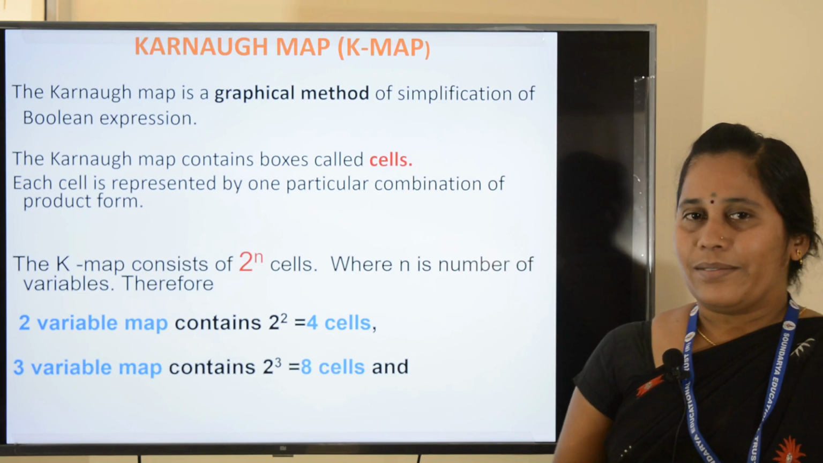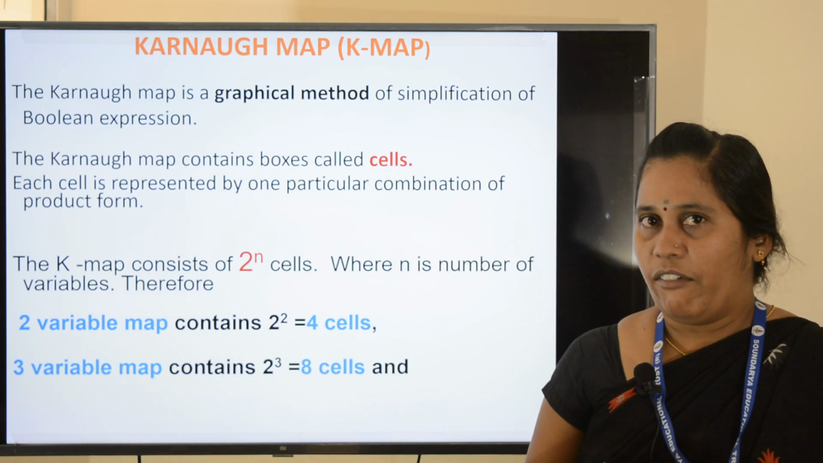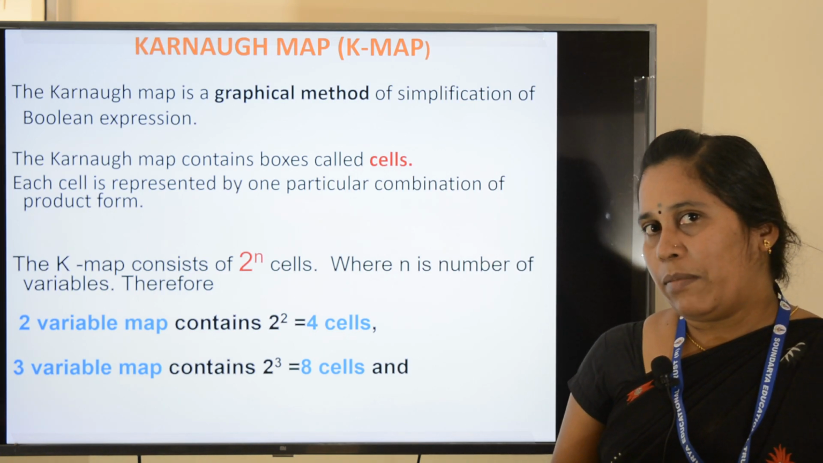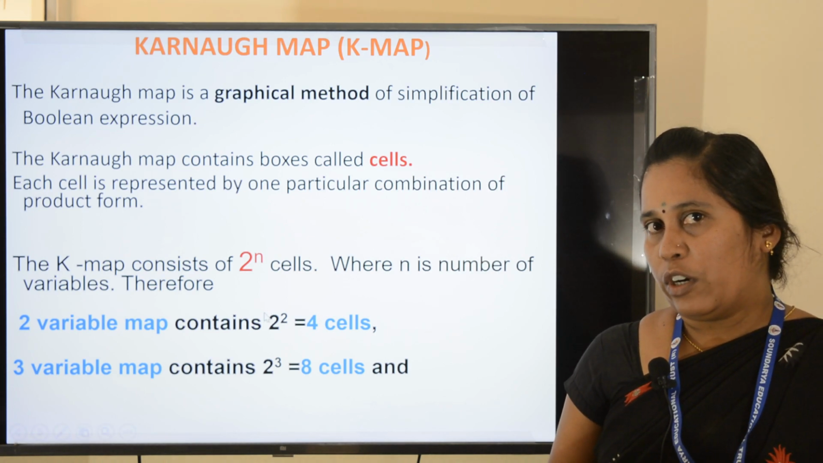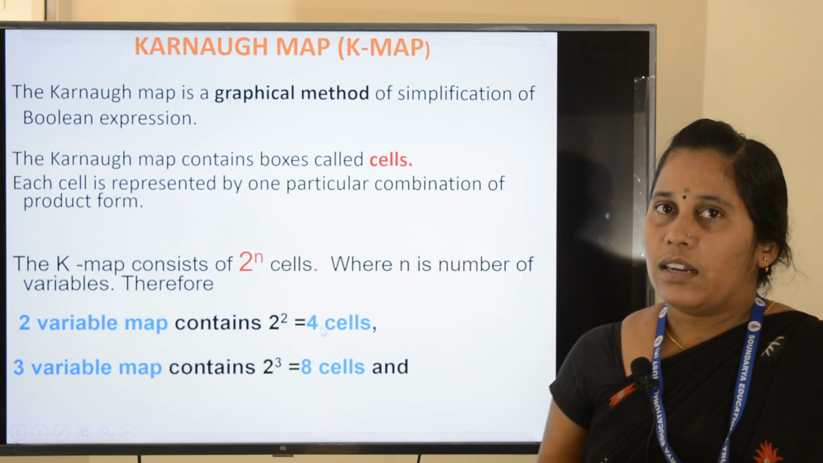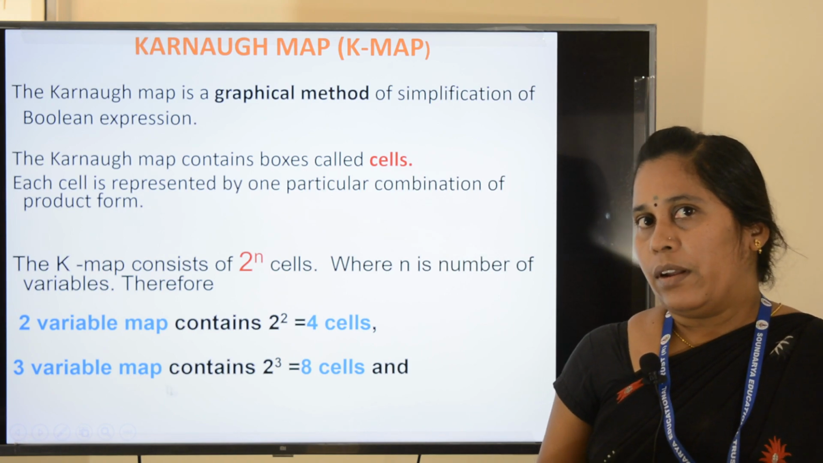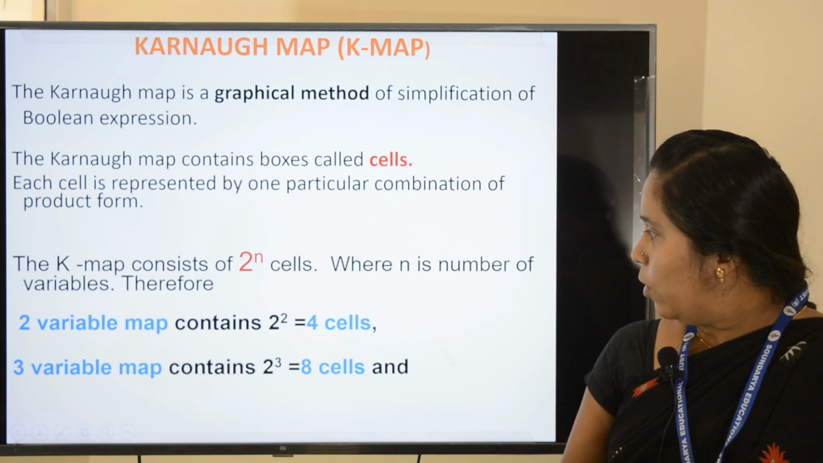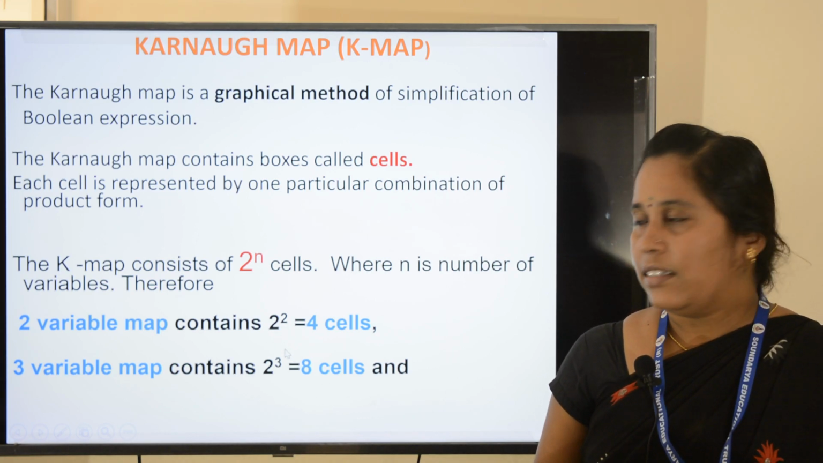Here, the K-map consists of 2 power n cells, where n is the number of variables. For a 2 variable K-map, it requires 2 power 2 cells. Power 2 is the number of variables and 4 is the number of cells. For a 3 variable K-map, 2 power 3 is equal to 8. The number of cells is 8 and the number of variables is 3.